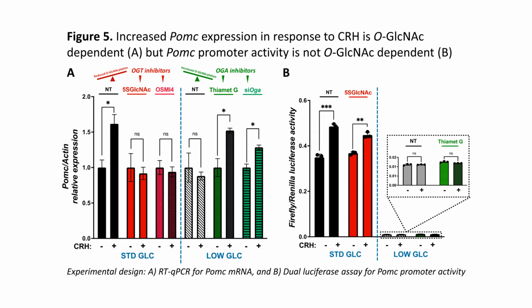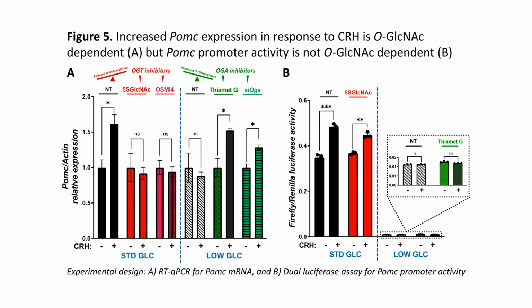We then transitioned into a mirroring cell model to study how CRH induces POMC expression and where in this pathway O-GlcNAc might modify this signaling. We found on the left that in standard glucose conditions, whereby CRH typically results in POMC expression, inhibiting OGT and therefore decreasing O-GlcNAcylation resulted in a loss of responsiveness to CRH. In low glucose conditions, on the other hand, where there is no baseline CRH responsiveness, we found that we could recover CRH responsiveness by treating with OGA inhibitors, increasing the level of O-GlcNAcylation within these cells.